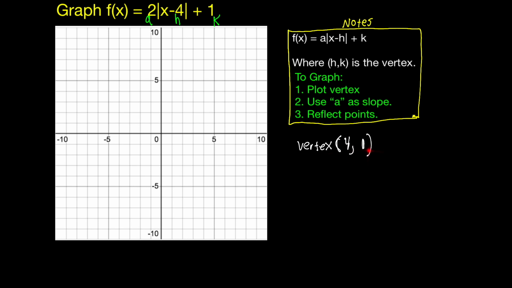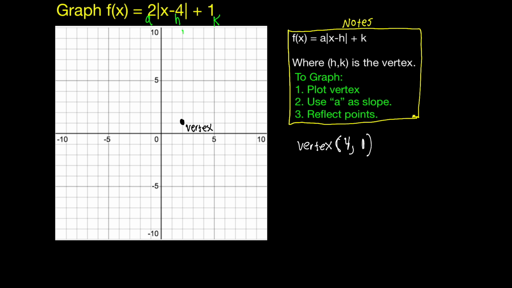And now I'm going to go ahead and plot the vertex (4, 1). So beginning at the origin, I'm going to go 4 units to the right, and then I'm going to go up 1 unit. And I get here this point. That's my vertex.